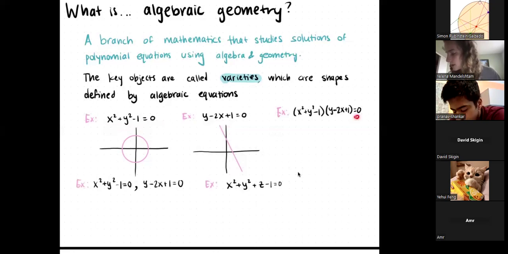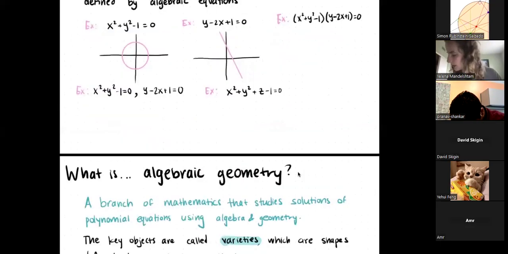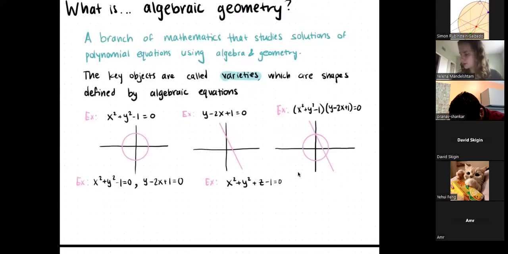And it's equal to 0 when either one of these factors is equal to 0. So this factor is equal to 0 when we're on the circle. This factor is equal to 0 when we're on the line. So either one of them will be equal to 0 when we're either on the circle or on the line. So the variety will be the combination. So it'll be this thing right here, the circle and the line.